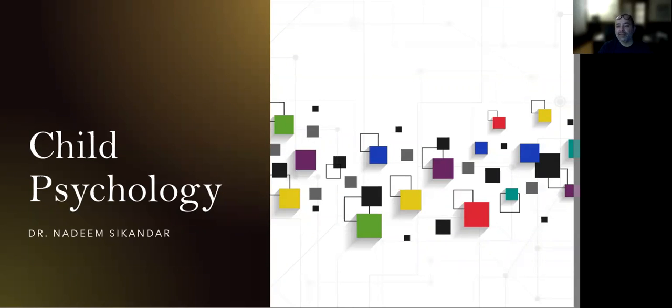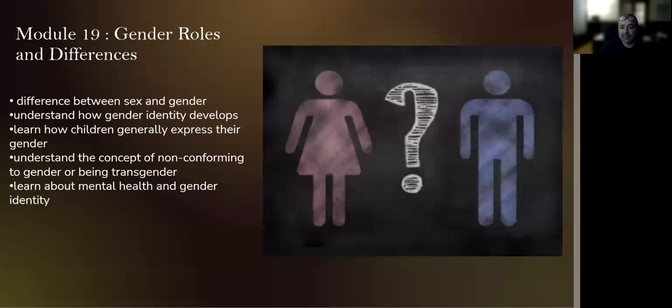Good evening, everyone. Child psychology, module number 19. We have covered thus far 18 modules in child psychology. Let's look at what we are covering tonight. We're looking at module 19, gender roles and differences.